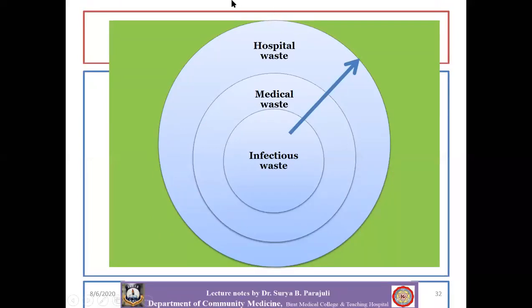Now you can see this diagram also. At the core of this circle is infectious waste, which is highly contagious, then medical waste and hospital waste. So infectious waste or hazardous waste is a subdomain of hospital waste. It is only around 10 to 25% of the total, and the remaining 75 to 90% is non-hazardous.